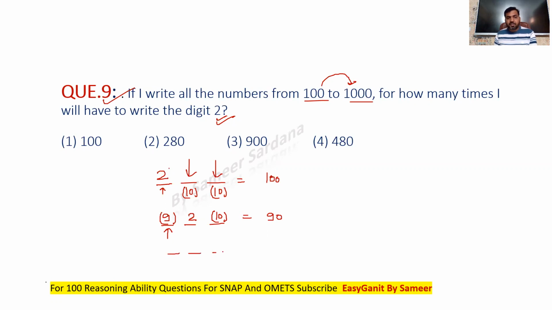And then if I'm fixing 2 at this place, then this place can be filled in 9 ways, and this place can be filled in 10 ways. So there'll be a total of 90 more numbers, right? I'm not supposed to write any 4-digit number, so only 3-digit numbers are to be made. So 2 can come over here, or here, or here. If I'm putting 2 here, there are a total of 100 numbers. If I'm fixing 2 here, there are 90 more numbers. If I'm fixing 2 here, there are 90 more numbers. So the total number of times I have to write the digit 2 would be 100 plus 90 plus 90. That means it would be 280. 280 would be the correct answer to the question, right?